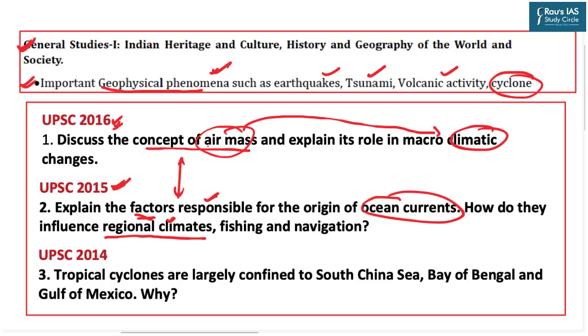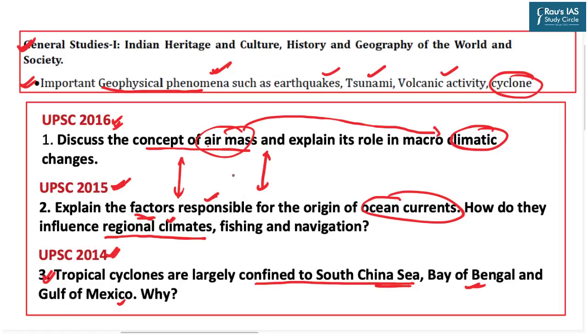Further, in 2014, the question was directly asked on tropical cyclones, in relation to their specific location: why these cyclones are largely confined to the South China Sea, Bay of Bengal and Gulf of Mexico. We'll come back to these questions once we are done with this session, because I want to tell you how today's session will help you understand the narrow dimensions and key points you can write in these two particular questions.